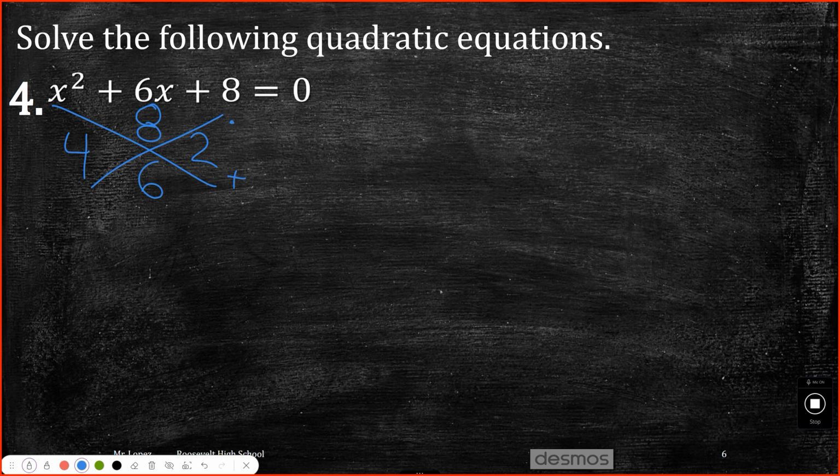And so we're going to write down the factors. And the factors are going to be what? x plus 4 and x plus 2, and it's equal to 0.